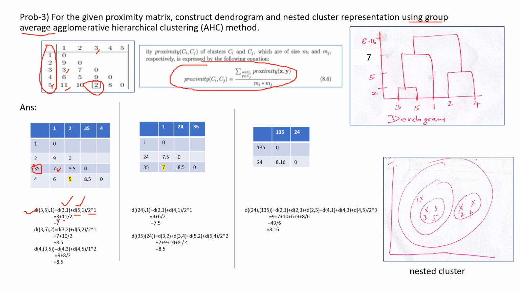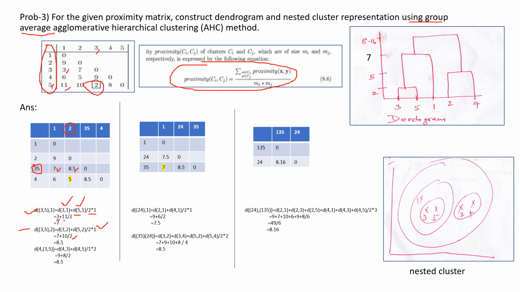Next, you calculate the distance from 3, 5 to 2. How do you calculate it using the group average method? The distance from 3, 5 to 2 is the distance of 3 to 2 plus 5 to 2, divided by 2. That's what is given here. Please see here. 3, 2 is 7, correct? Plus 5, 2 is 10, correct? Divided by the number of points, 2, which is 8.5.